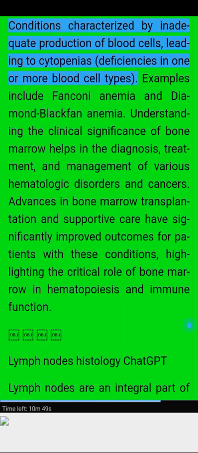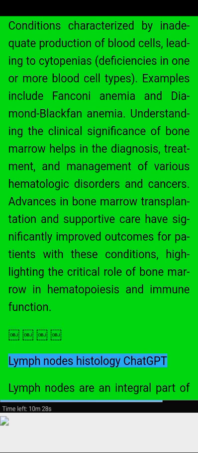Bone marrow failure syndromes. Conditions characterized by inadequate production of blood cells, leading to cytopenias, deficiencies in one or more blood cell types. Examples include Fanconi anemia and Diamond-Blackfan anemia. Understanding the clinical significance of bone marrow helps in the diagnosis, treatment, and management of various hematologic disorders and cancers. Advances in bone marrow transplantation and supportive care have significantly improved outcomes for patients with these conditions, highlighting the critical role of bone marrow in hematopoiesis and immune function.